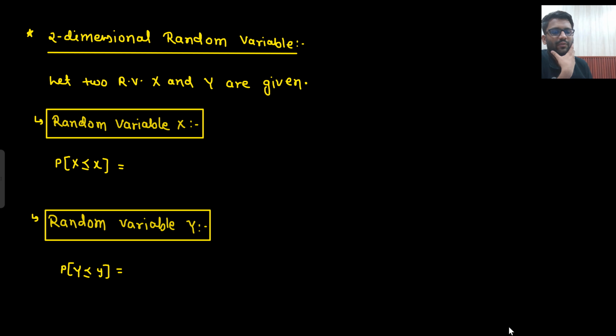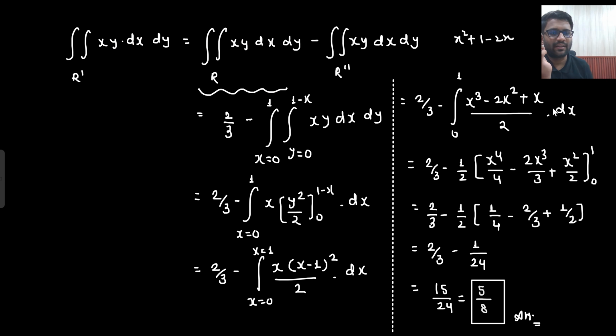That's it. Now we need to study two-dimensional random variables, and that we will study in the next video. So in the next video, we will start two-dimensional random variables. This was purely based on mathematics. The next video will be based on two-dimensional random variables. Okay then? Yeah. Thank you very much.